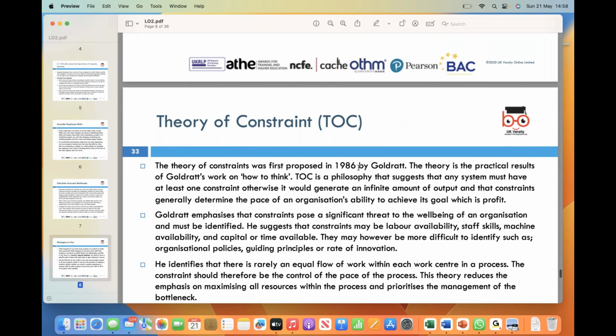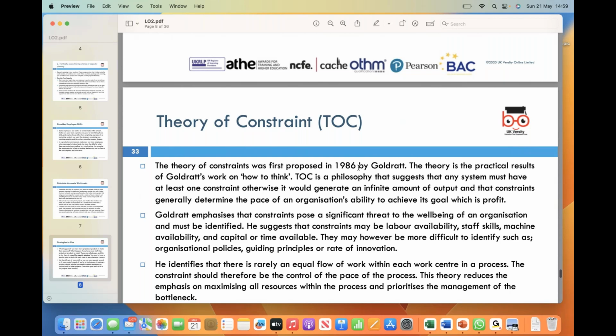In many systems, there is an unequal flow of work within different work centers. The theory emphasizes that the constraint or bottleneck should be the focal point for management rather than maximizing all resources within the process. We prioritize managing the bottleneck to optimize overall performance.